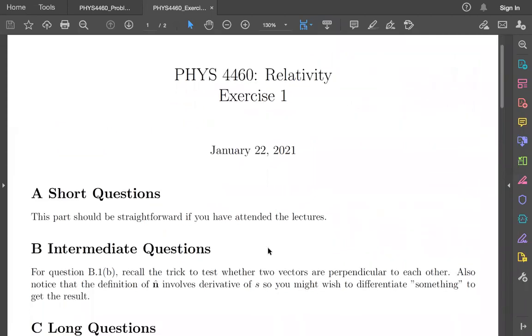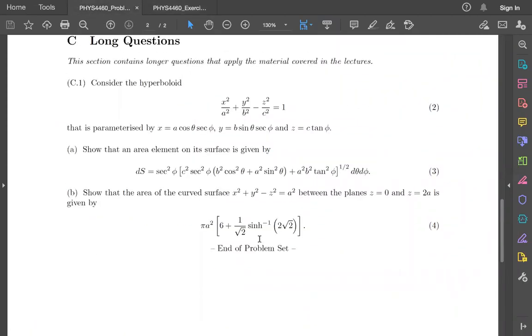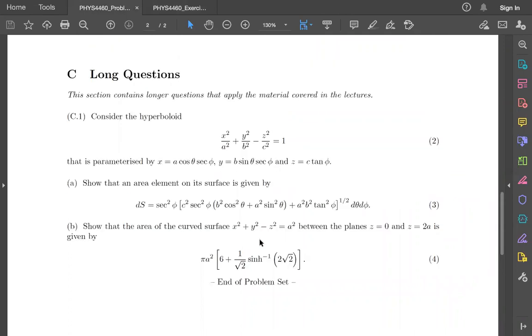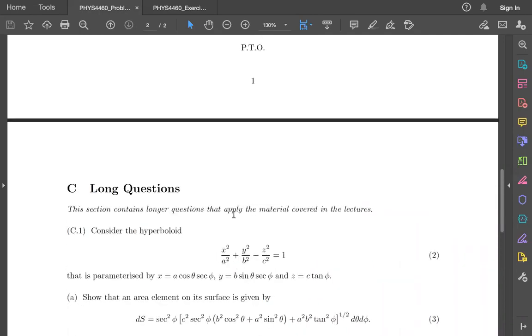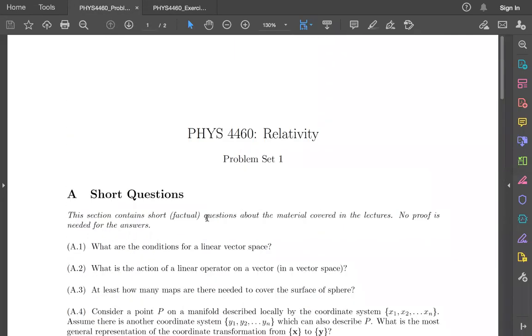Okay, I think it's pretty much what I want to share with you for problem set 1. I hope that this would be helpful to you, and that it would provide some hints about how to do the problem sets.